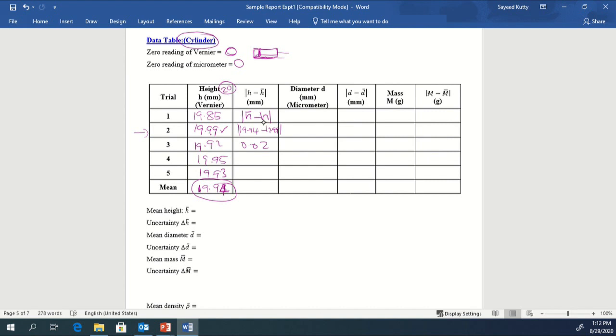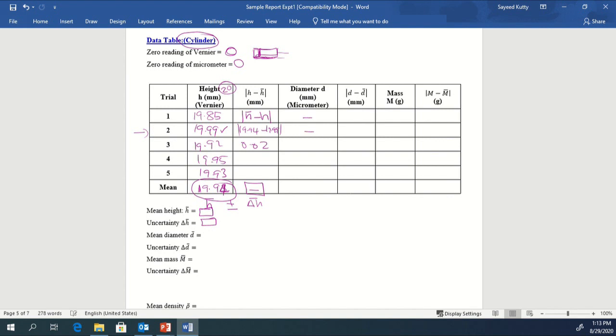Then you have all the 5 readings. You will just add and divide this by 5, and you will get the mean value. What is this? This is the mean height. And what is this? This is the mean uncertainty. That means your height right now is in terms of h plus or minus delta h, which represents the uncertainty in height.